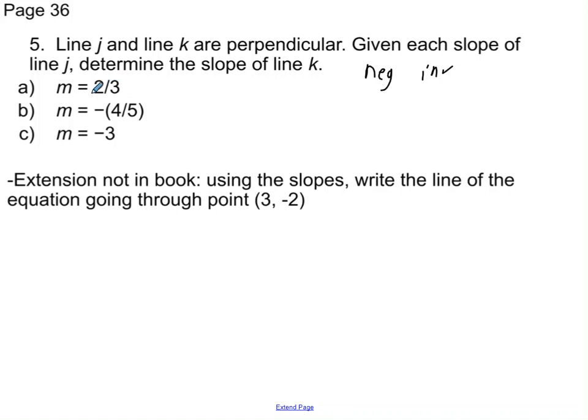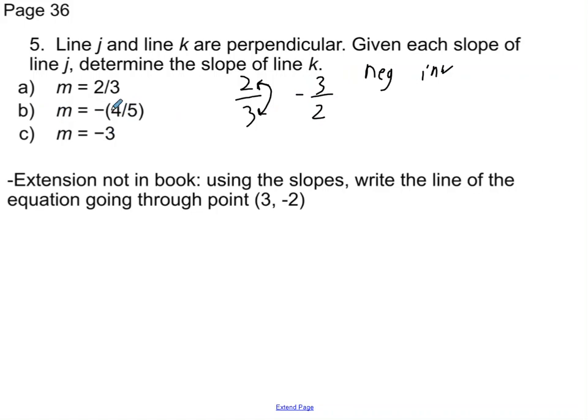So I'm going to take my fraction and I'm going to write it like this. I'm going to take the 2 and I'm going to move it to the bottom, the denominator. And I'm going to take the 3 and I'll move it to the numerator. So I'm going to get 3 over 2. But it's the negative inverse, so I'm going to make it -3 over 2.